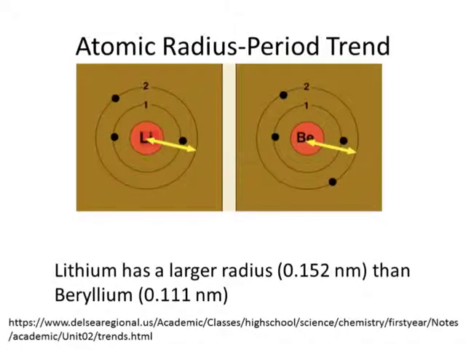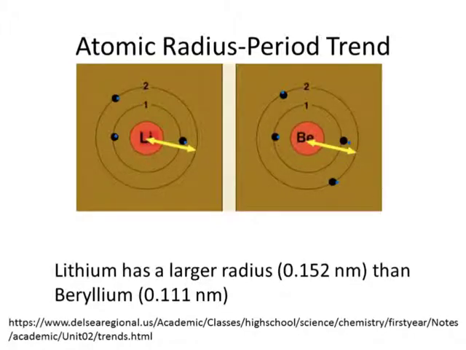So if we were to draw Bohr models of lithium and beryllium, we would say that lithium has 3 electrons, 2 of which are in the first energy level and 1 of which is in the second energy level. And beryllium has 4 electrons, 2 of which are in the first energy level and 2 of which are in the second energy level. Looking at these two pictures, it's not readily apparent which one is larger than the other. They both have 2 energy levels that contain electrons.